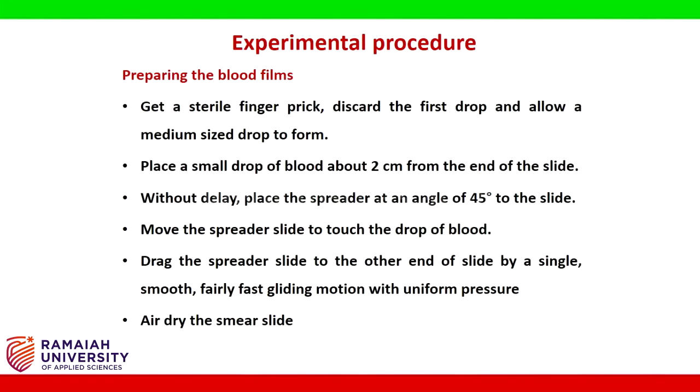Experimental procedure: preparing the blood films. Get a sterile finger prick, discard the first drop and allow a medium sized drop of blood to form. Place a small drop of blood about 2 cm from the end of the slide. Without delay, place the spreader at an angle of 45 degrees to the slide. Move the spreader slide to touch the drop of blood. Drag the spreader slide to the other end of the slide by a single smooth, fairly fast gliding motion with uniform pressure. Air dry the smear formed.